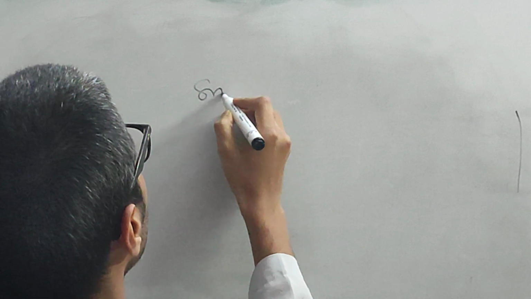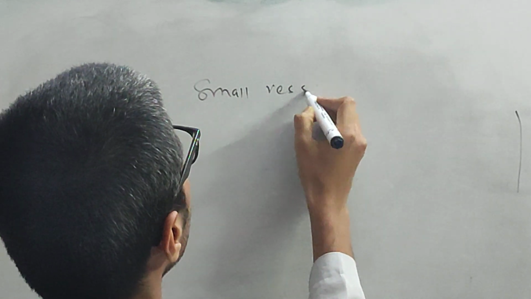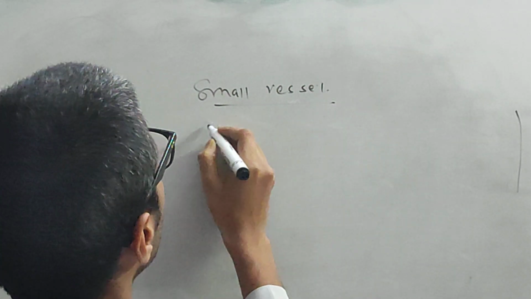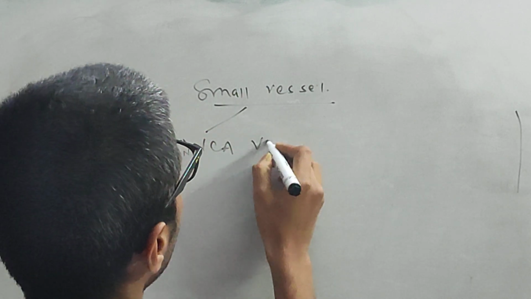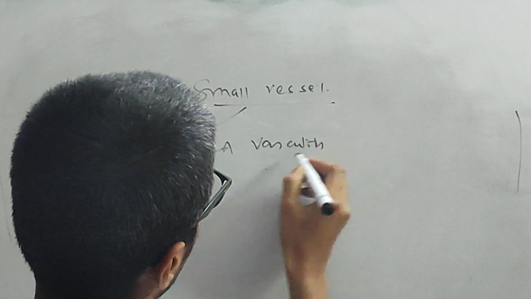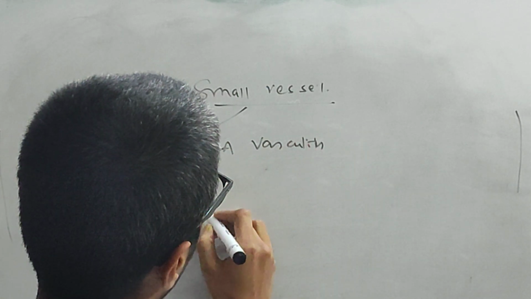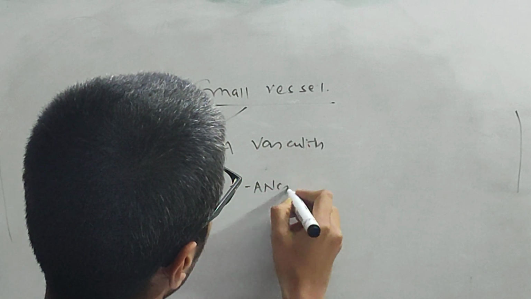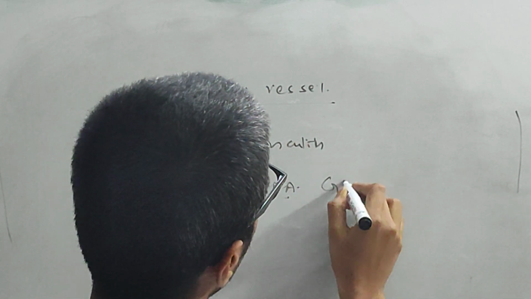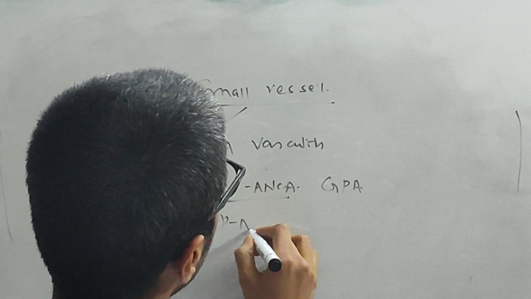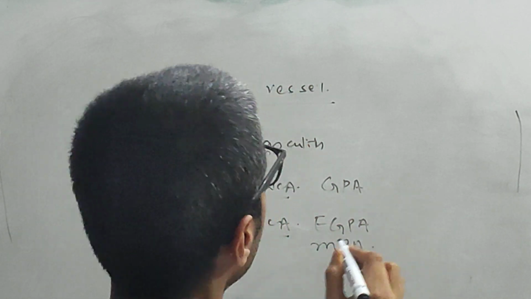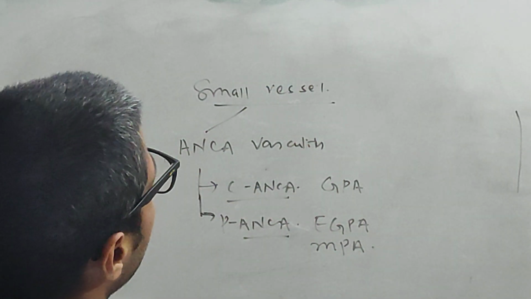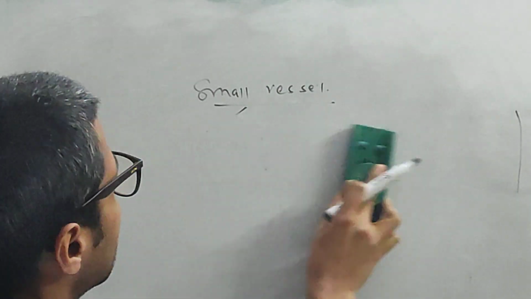And the third category is small vessel vasculitis. So here, ANCA vasculitis. So you know, there are two types of ANCA, C-ANCA and P-ANCA. So with C-ANCA, you get granulomatosis with polyangiitis. With P-ANCA, eosinophilic granulomatosis with polyangiitis and microscopic polyangiitis. The treatment is similar, but generally they involve the respiratory tract.